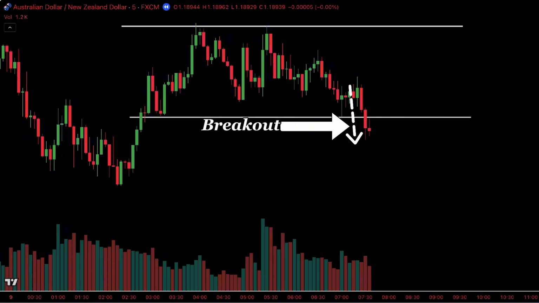So now we have market condition. The market is ranging. Key level. We have a support level that has turned into resistance. Now let's wait for the setup to form.